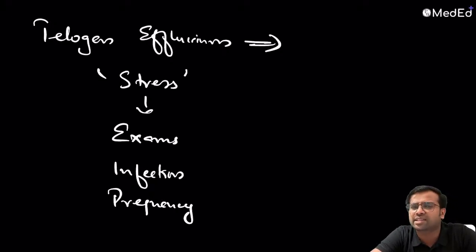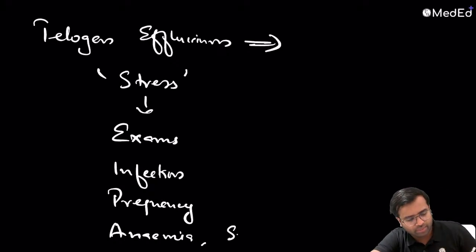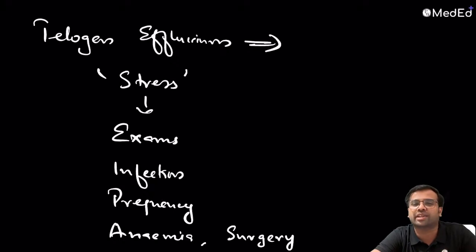And is there anything else that is considered to be a stressful state? It can be anemia, correct? So when the hemoglobin level comes down, then we call it anemia. Again, it can lead to telogen effluvium. And also sometimes surgery. So when a patient undergoes a surgery and is bedridden, and because of all this stress, the patient can have a complaint of increased hair loss.